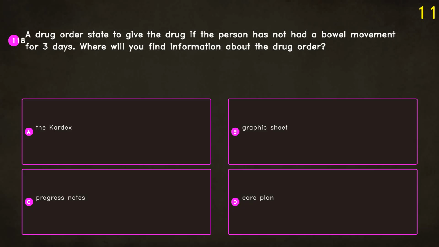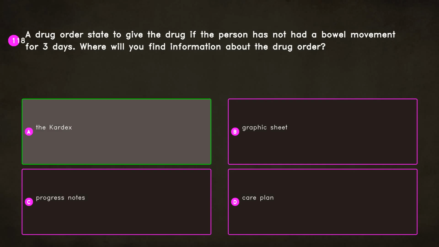Question 118. A drug order states to give the drug if the person has not had a bowel movement for 3 days. Where will you find information about the drug order? A. the Cardex. B. graphic sheet. C. progress notes. D. care plan. The correct answer is the Cardex.